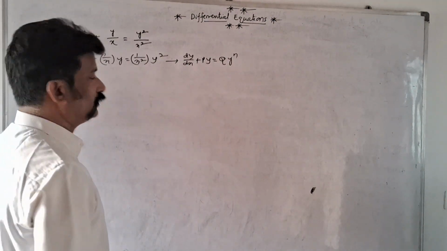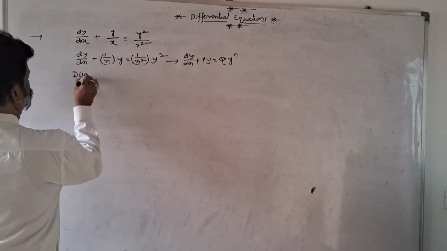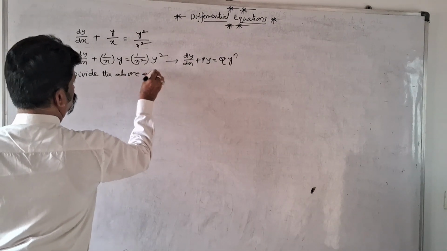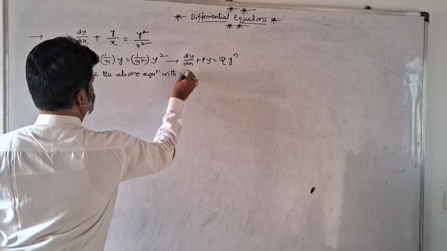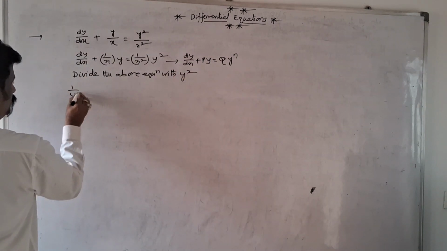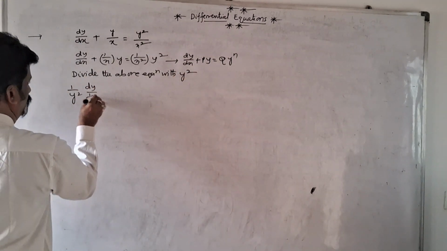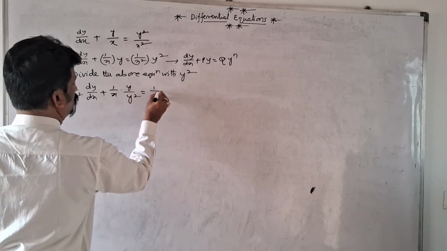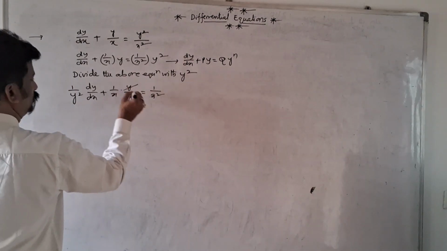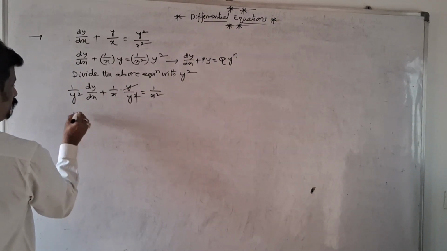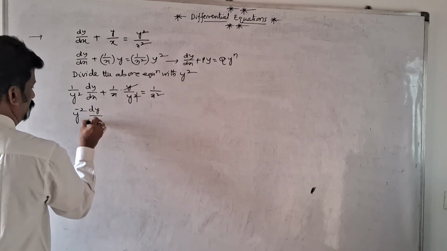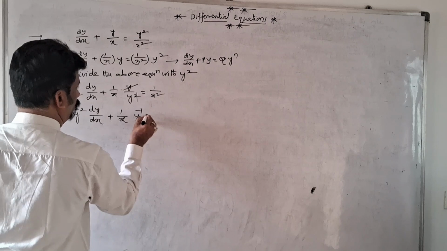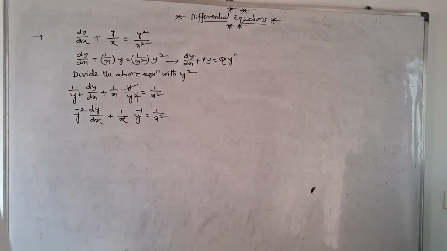What is the process? Divide the whole equation by y². So dividing the above equation by y², we get (1/y²) dy/dx + (1/x)(y/y²) = 1/x². Now this one cancels, so this is y^(-2) dy/dx + (1/x) y^(-1) = 1/x².